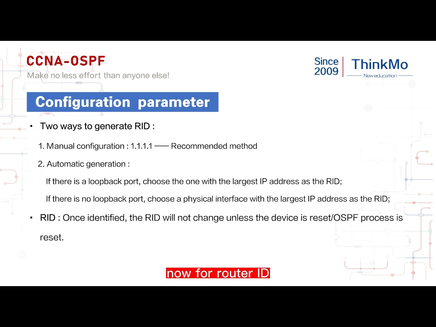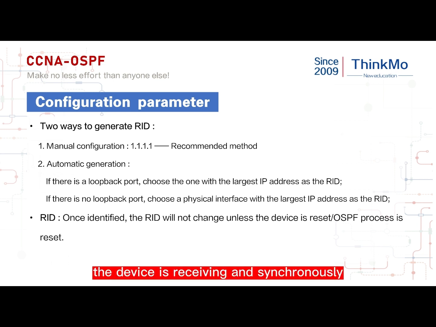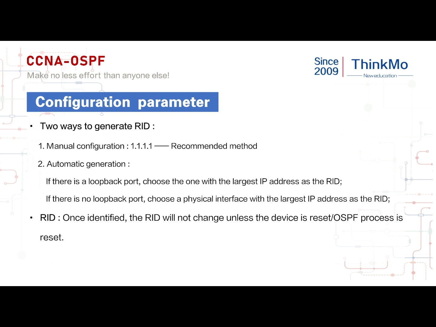Now for router ID. OSPF is running between devices. The device is sending out LSAs. The device is receiving them and synchronously maintaining its own routing table. Router ID cannot be easily modified. You can reset OSPF, and it changes after the reset.